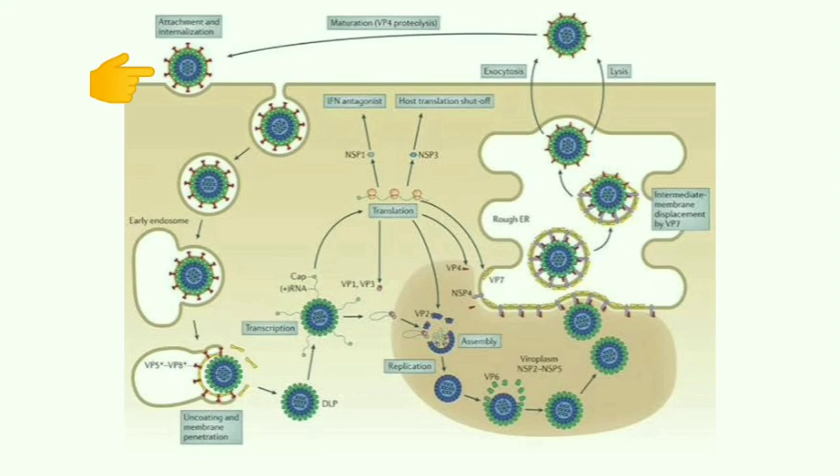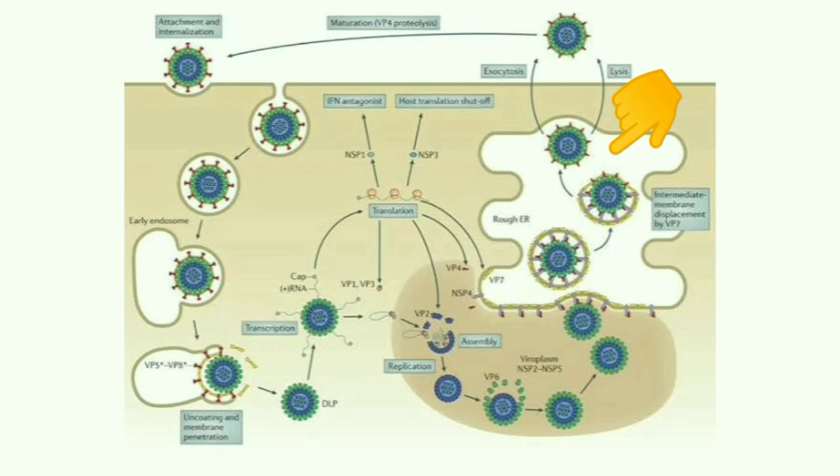At first, attachment, then penetration, loss of outer layer, then transcription within the DLP, and translation of viral proteins. This is the viroplasm where viral replication and assembly of DLPs occur. Then the DLPs bud at the endoplasmic reticulum and get a temporary envelope. With the envelope there is VP4 and VP7.